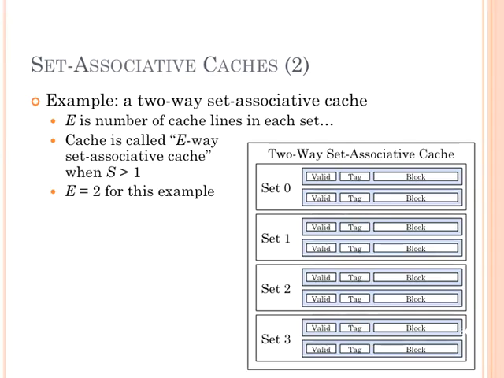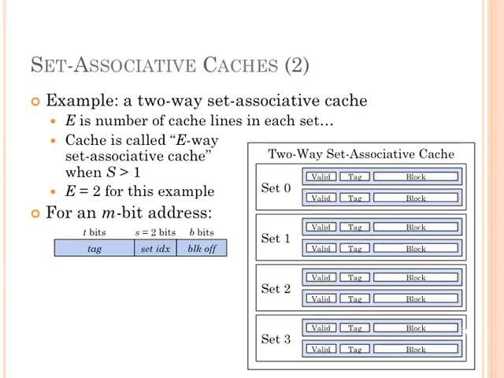Okay, so let's see. Set associative cache. So yeah, we have E is 2. And so for an M-bit address, since we have 4 cache sets, and again, that's not in the E-way set associative cache part, but we have 4 cache sets, so we need 2 bits to specify the set, and then the rest of the bits are used for the tag, and we can check 2 lines. That's pretty cheap. Okay? Questions?